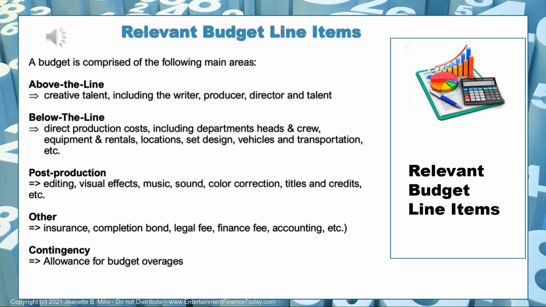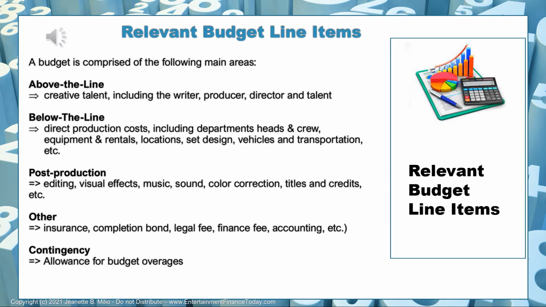Post-production often deals with costs related to editing, visual effects, music, sound mixing, color correction, titles, credits, and more. Other is a summary for insurance, completion bond costs, legal fees, finance fees, accounting, etc. Publicity often as well. Contingency is the allowance for budget overages.